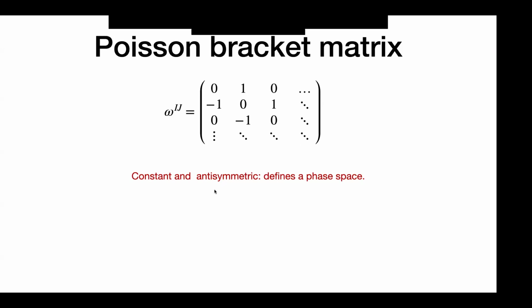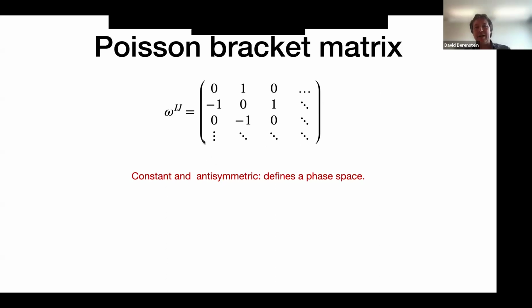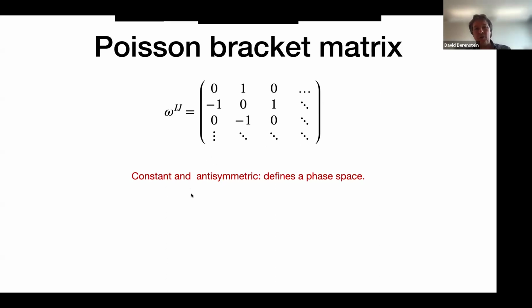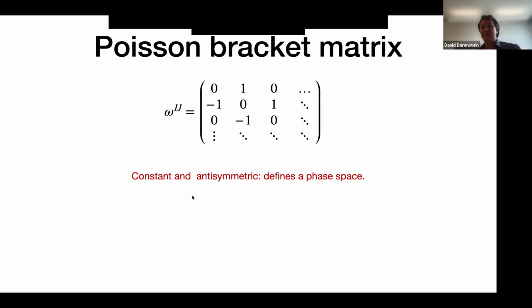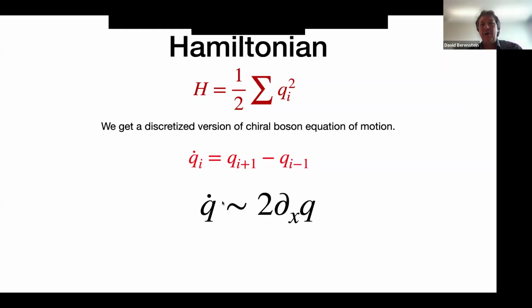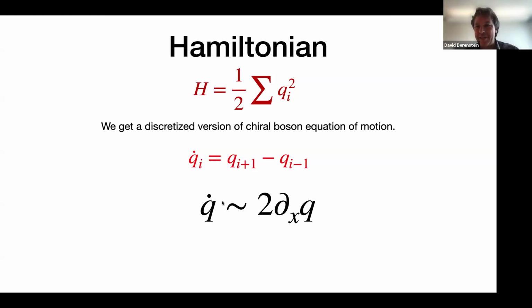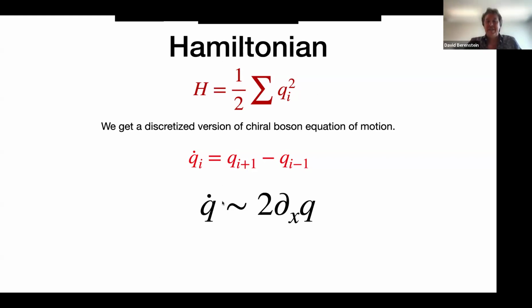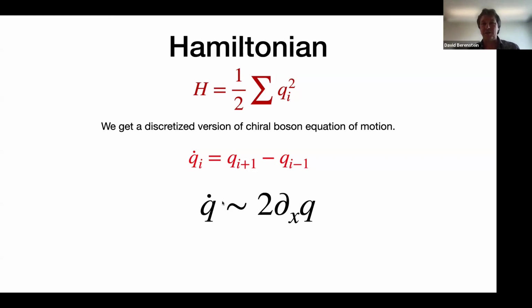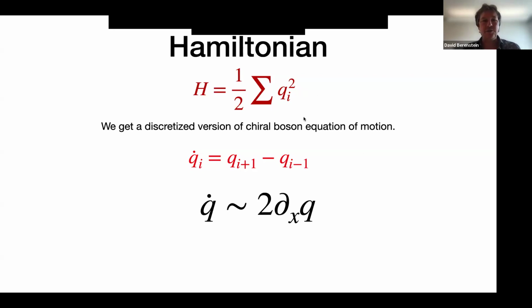Thanks. So once you have a Poisson bracket matrix, it's constant and antisymmetric, and therefore it defines a phase space, meaning that it satisfies all the conditions that you need to define some quantization in terms of free variables. Now I copy my Hamiltonian. So I had a Hamiltonian in the continuous variables. So I'm going to make the simplest Hamiltonian that I can imagine in terms of these Q variables, which is just the sum of the Q squared. This is quadratic in the Qs.